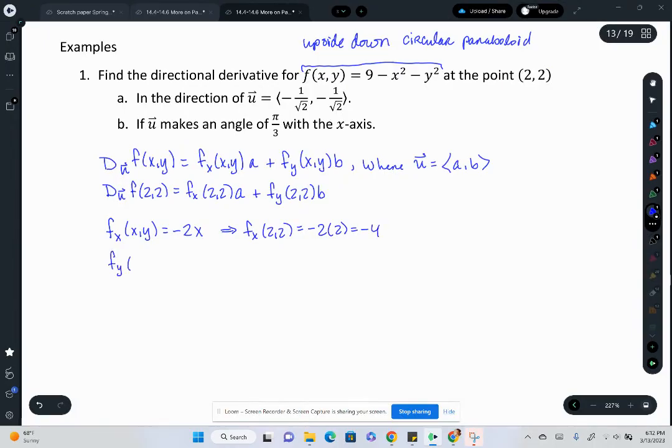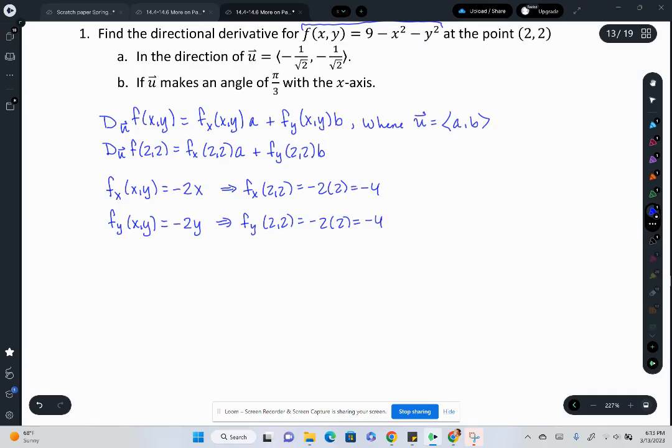All right, f sub y of xy is equal to, now I run a del y through my function. 9 goes to 0, x squared goes to 0, and I'm left with minus 2y. And then I'm going to evaluate my f sub y at 2, 2. It gives me negative 2 times 2, which is negative 4. Okay, those are the values that I need. So now in part A, using my form up here, this is my little formula that's going to help me.